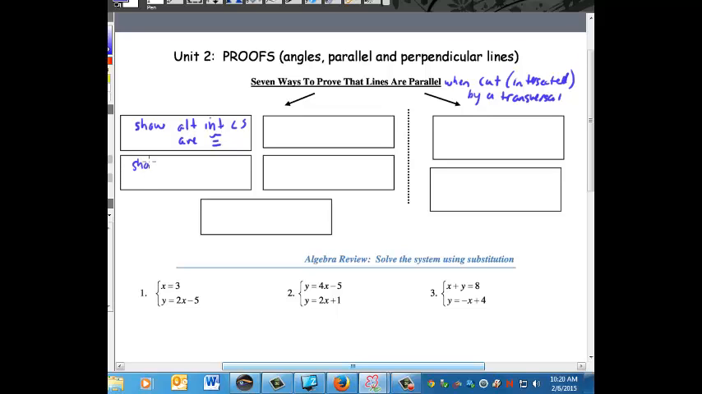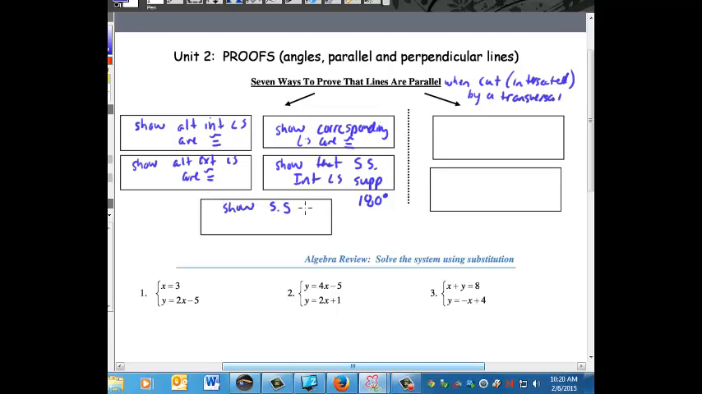We can also show that alternate exterior angles are congruent. We can show that corresponding angles are congruent. We can also show that same side interior angles are supplementary. Remember, that's 180 degrees. And we can show same side exterior angles are supplementary as well. Again, they add up to 180 degrees. So this is a review from what we've learned.